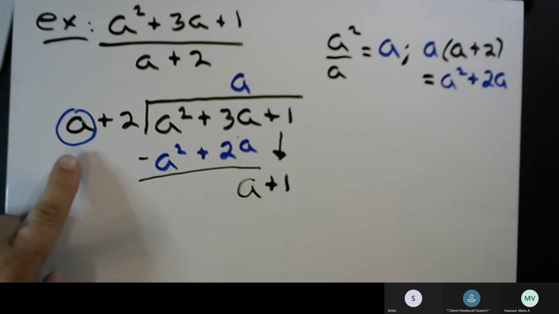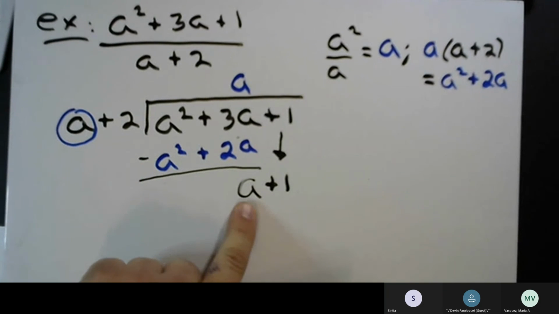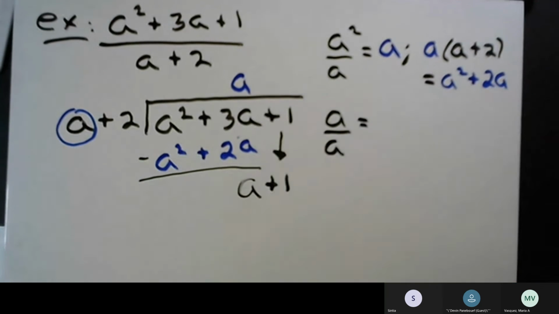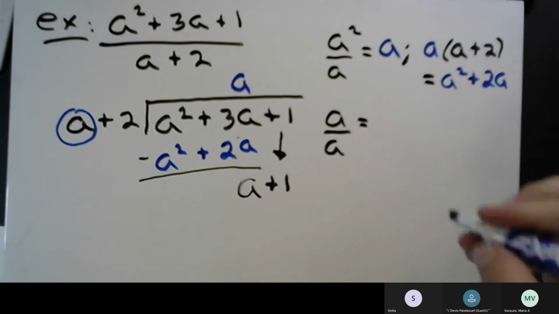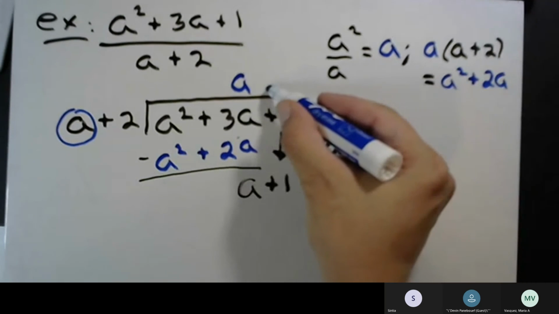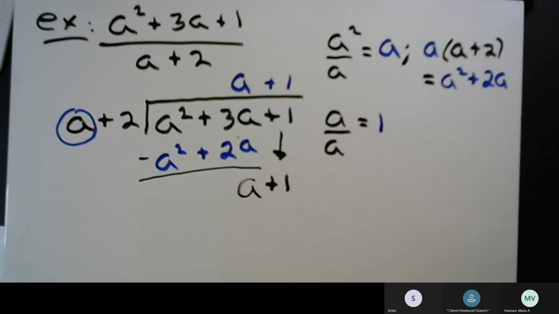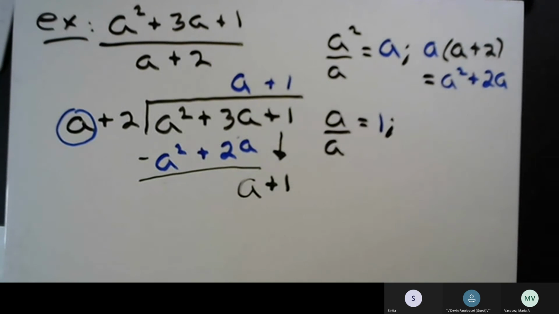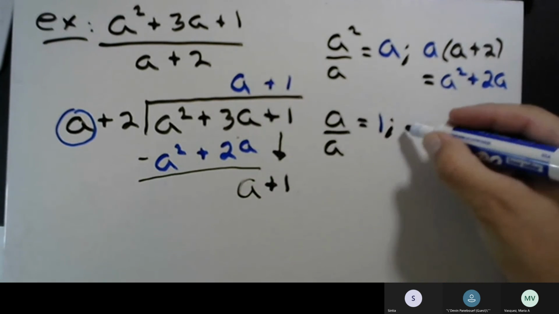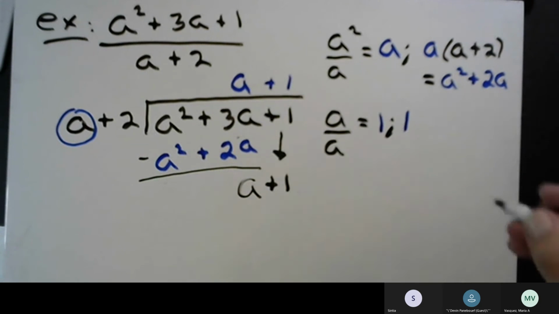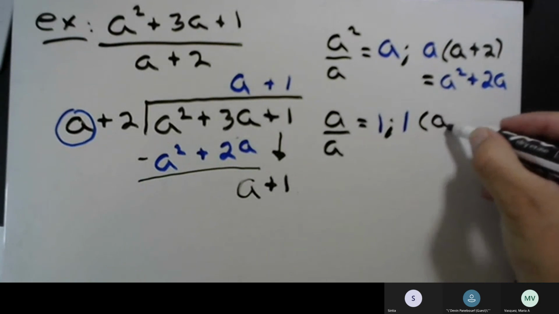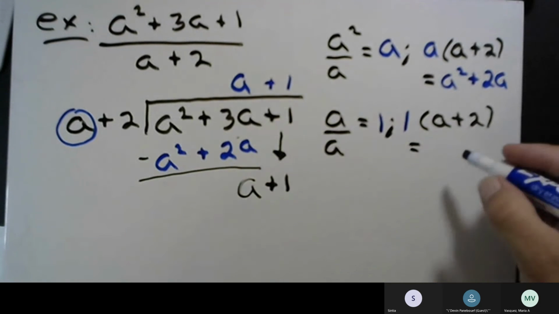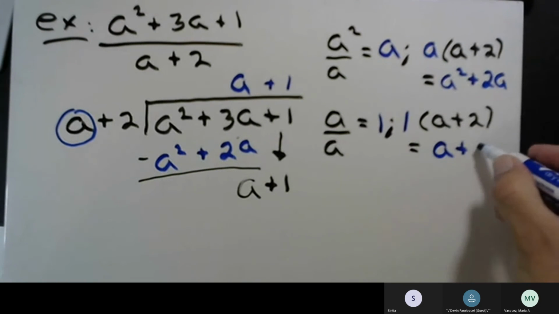Now for the second round. And we're always dividing the first term into the first term. So a divided by a is positive 1. So we have a positive 1 in the constants column. Then we take that 1, we multiply it to a plus 2. And we get a plus 2.